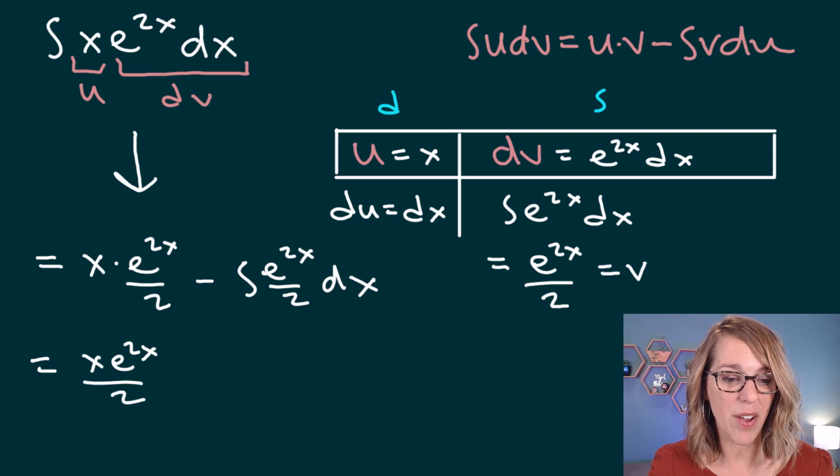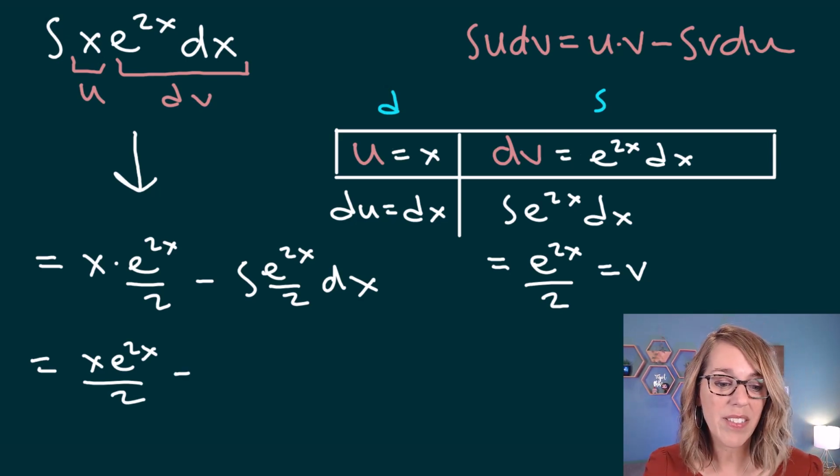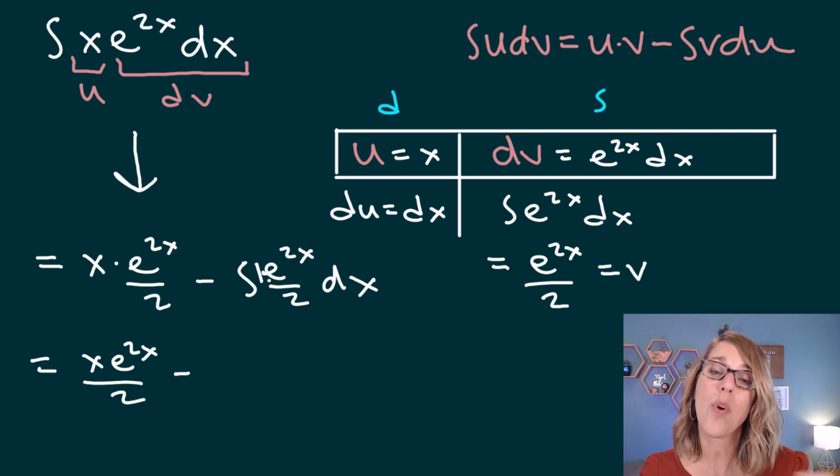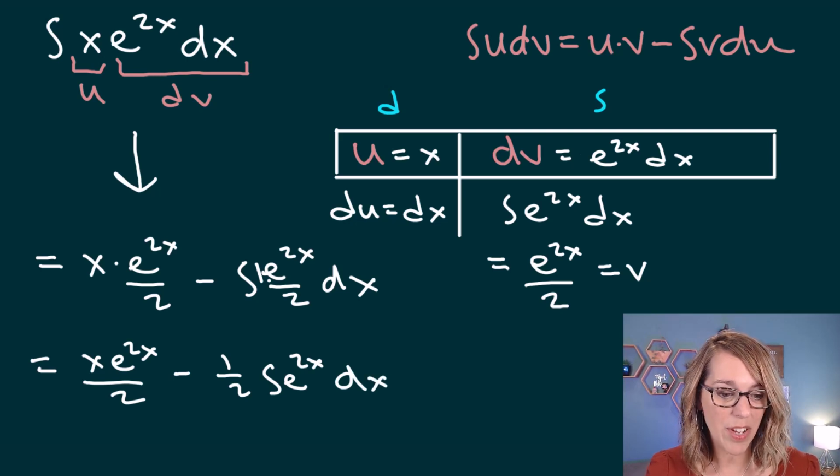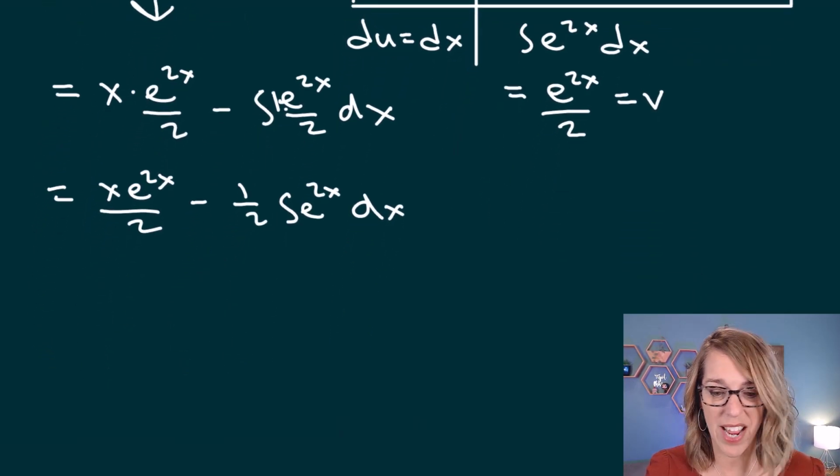I'm going to write everybody over 2 there, and I'm going to bring this divided by 2 out. If I put a 1 there, this is actually a 1/2 times that e to the 2x. So I'm going to bring that out in front, 1/2 e to the 2x dx. And I'm going to integrate that one just as I had done up in my table.